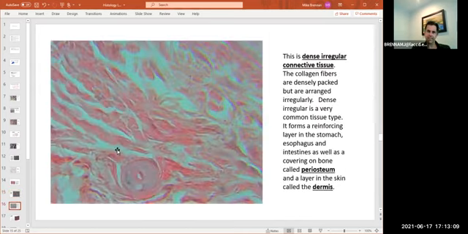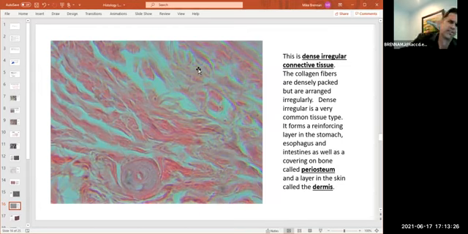Okay, now this is dense, irregular connective tissue. Yeah, the collagen fibers are densely packed, but they're not all going in the same direction. They're kind of irregularly arranged. And there's other stuff in here. There's enough space for blood vessels and nerves and other things. Dense irregular is really common. We see it on a lot of slides.